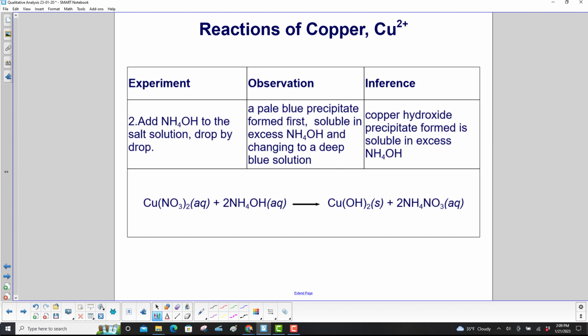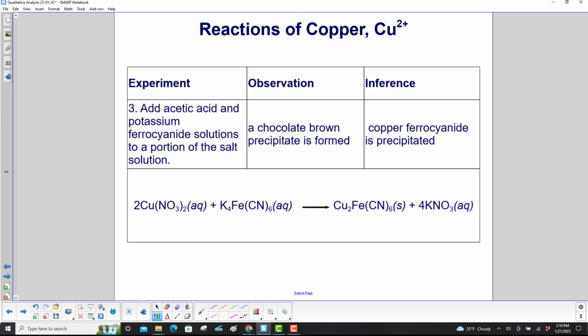2. Add ammonium hydroxide to the salt solution drop by drop. Observation: a pale blue precipitate is formed first, soluble in excess ammonium hydroxide and changing to a deep blue solution. Inference: copper hydroxide precipitate formed is soluble in excess ammonium hydroxide. 3. Add acetic acid and potassium ferrocyanide solutions to a portion of the salt solution. Observation: a chocolate brown precipitate is formed. Inference: copper ferrocyanide is precipitated.